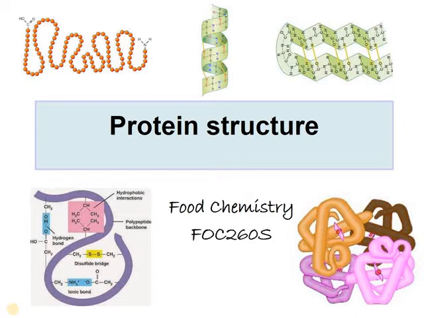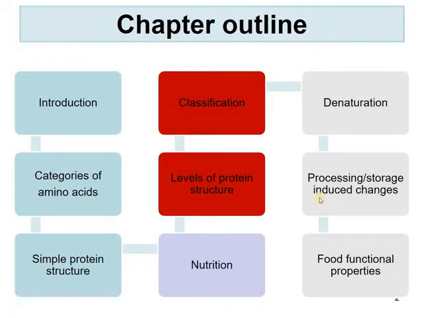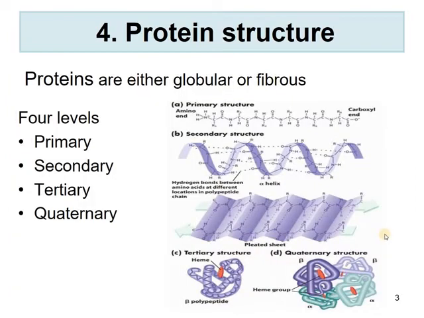In this recording, I'll be focusing on the protein structure, the 4 different levels of the protein structure. Before getting into the actual content, I would like to remind you that we are following a certain chapter outline, and in this recording, we're going to focus on the 4 levels of a protein structure and then the classification thereof. So as we already mentioned earlier on, the protein structure is actually made up of amino acids that are joined together to form a polypeptide by means of a peptide bond.